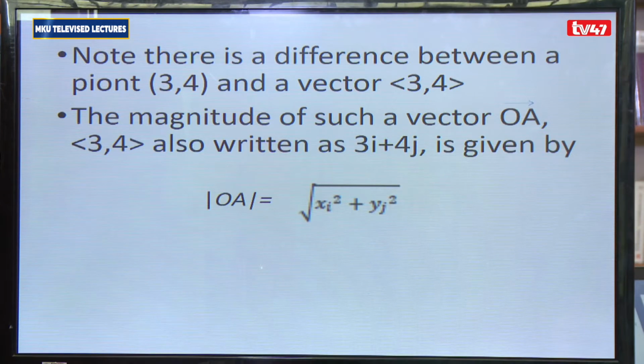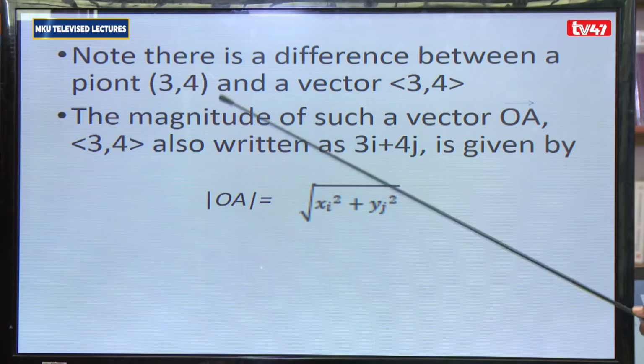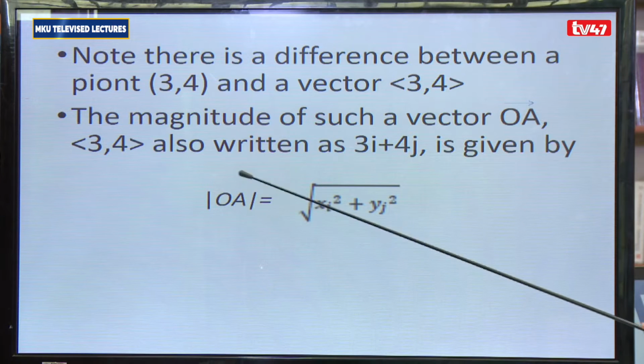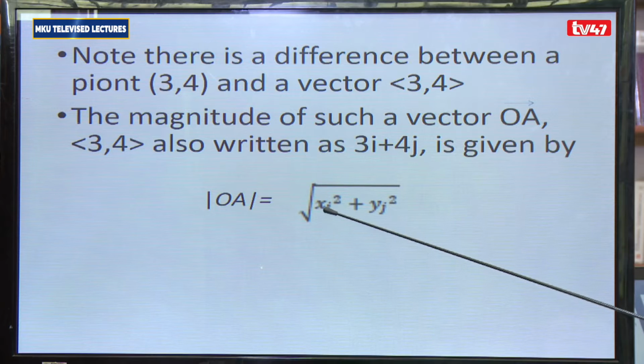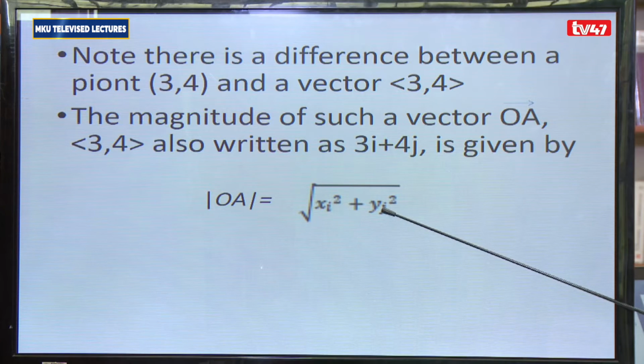So if you have this kind of illustration, this is a point and this is a vector. Now, to get the magnitude of a vector, which has been given like <3, 4>, or indicated as 3i plus 4j, we use this formula. If the vector is OA, the magnitude of that vector, shown by these 2 bars, or what you also call the modulus, is given by the x or i component squared plus the j component squared, and then you get the square root.